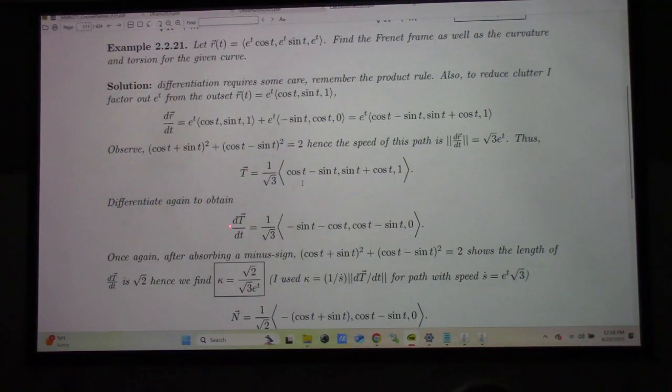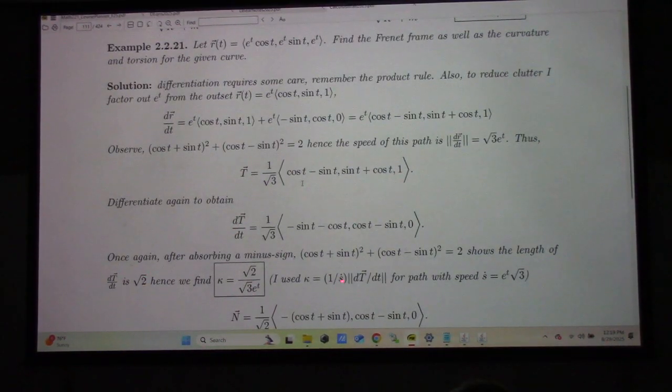And if we differentiate, we get dT/dt, which is this. Again, I think this is a length square root of 2 vector. So this has total length square root of 2 over square root of 3. And so I find that the curvature is 1 over, it's the square root of 2 over the square root of 3. That's the length of dT/dt, right?